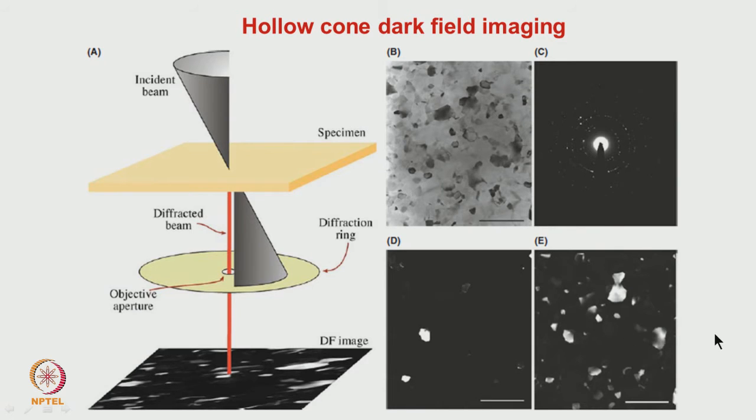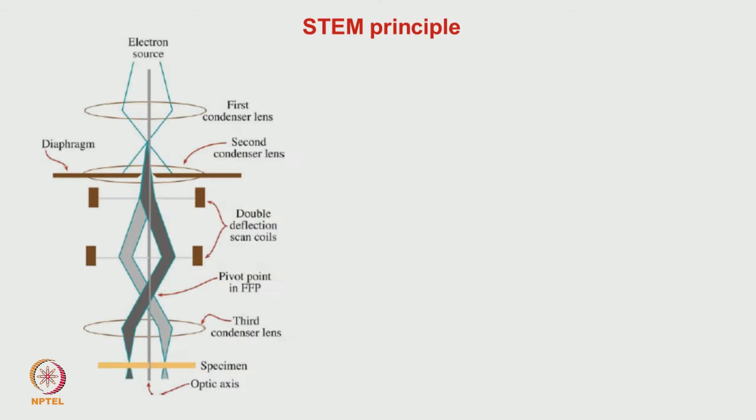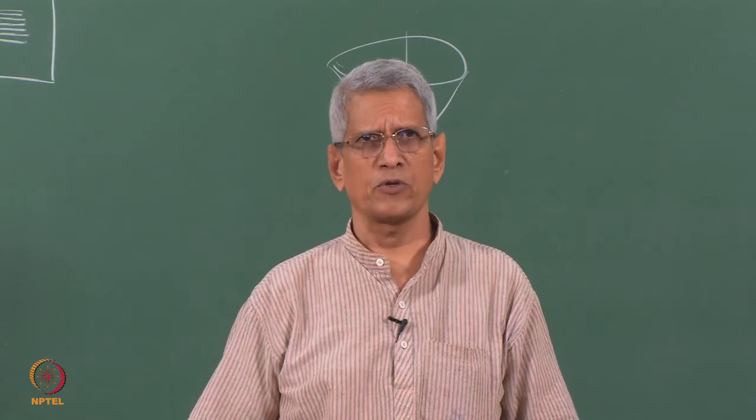This is one technique for which some changes are required, because essentially a scanning coil is required. This could be done in a microscope which has what is called a scanning transmission type of electron microscope. Now, let us go to what is the scanning transmission electron microscope.